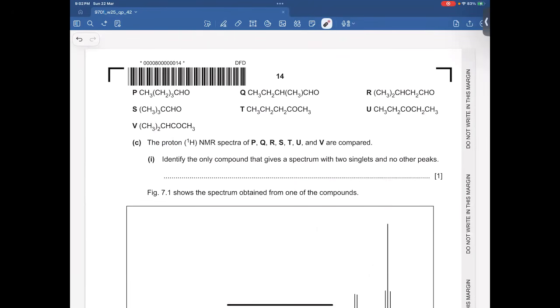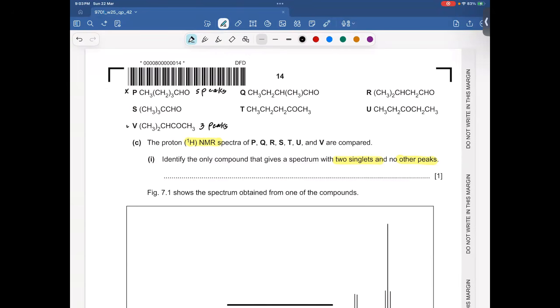The proton NMR spectra of these compounds are compared. Identify only one compound that gives a spectrum with two singlets and no other peaks. The examiner is looking for the two singlets and no other peaks. Three, four, five. We have 5 peaks here according to the n+1 rule, so it's not going to be the correct option. We have 1, 2, 3 peaks from here.